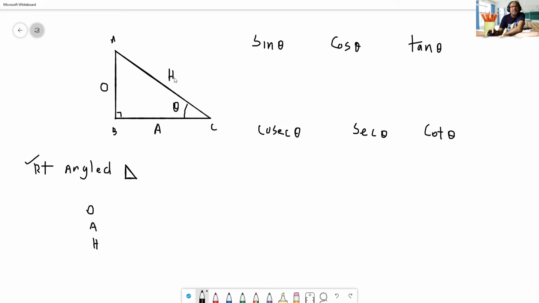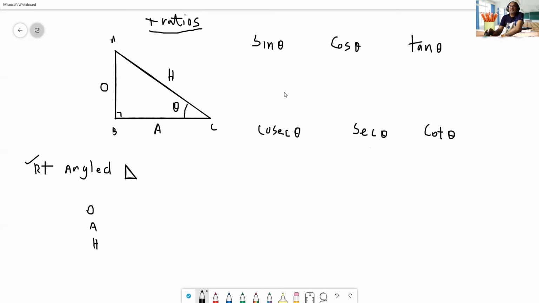Always, opposite and adjacent depend upon this angle theta. If you take this angle as theta, then the opposite will be this line BC, and in that case AB will be the adjacent side, and hypotenuse is always opposite to 90 degree, the largest side of the triangle. Now, T ratios. Our aim is T ratios, trigonometrical ratios. That is our aim.